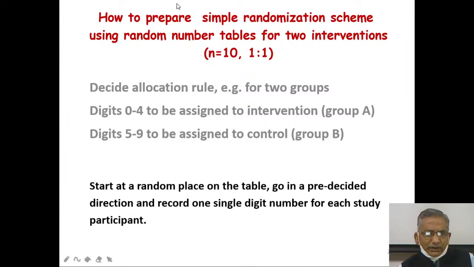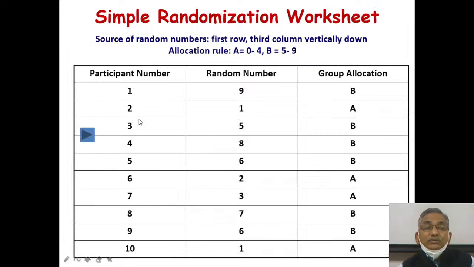Take one example. How do we prepare a simple randomization scheme? Suppose my n is 10. I have 10 patients and I want to allocate 5 into group A and an equal number into group B. Then 10 numbers means 0 to 9. I may decide that if my random number selected is between 0 to 4, then I'll assign that patient to group A. If it is 5 to 9, I'll assign to B, because these are 5 numbers, and these are 5 numbers, right?